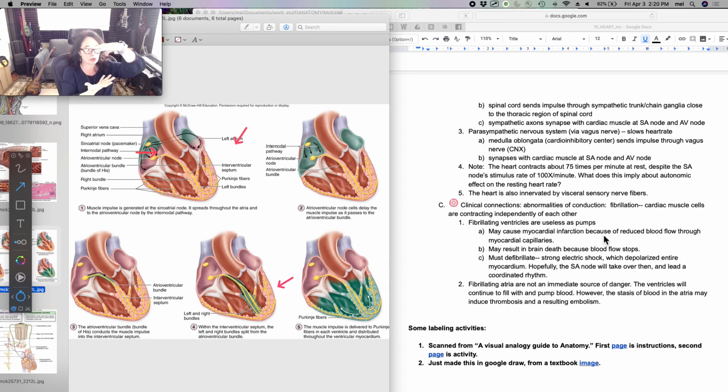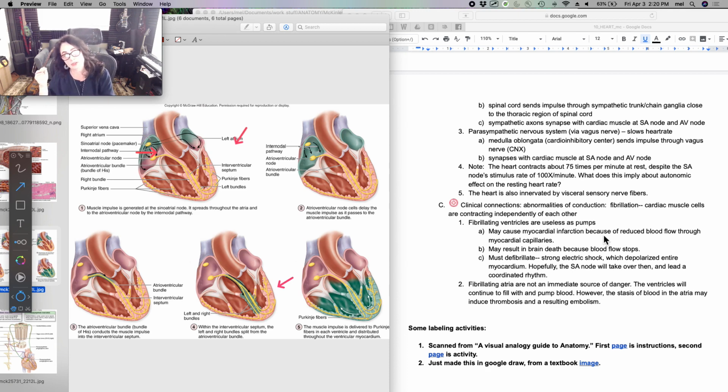So atrial fibrillation would be when your ventricles are doing what they're supposed to be doing. Imagine that I'm coordinated enough to keep this going, but your atria are spazzing out, right? Your ventricles are fine, your atria are spazzing out. That's atrial fibrillation. But ventricular fibrillation is when your atria are doing fine and your ventricles are spazzing out, okay? So which one of those do you think is more immediately life-threatening? Any idea? Atrial fibrillation or ventricular fibrillation?